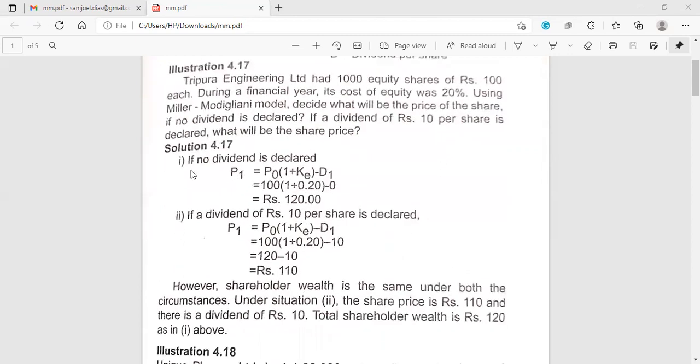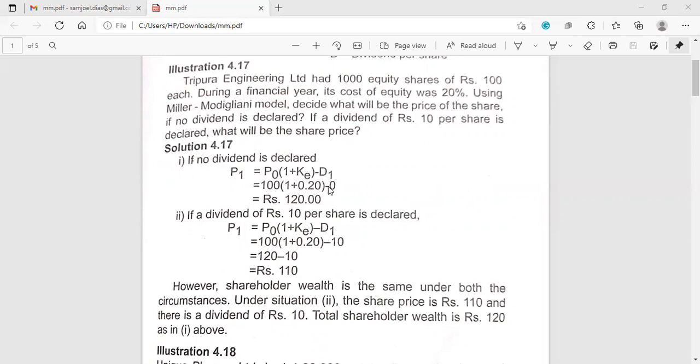Now here, first, if no dividend is declared, let us identify all the information one by one. What do we need? P1, that we have to calculate. P0 means price at the beginning, and that is 100. See here, Tripura Engineering Limited had 1000 equity shares, which is nothing but the number of equity shares. Rupees 100 each they have given, so at the beginning the value is 100 rupees. Cost of equity during the financial year was 20%, so KE is 0.20.